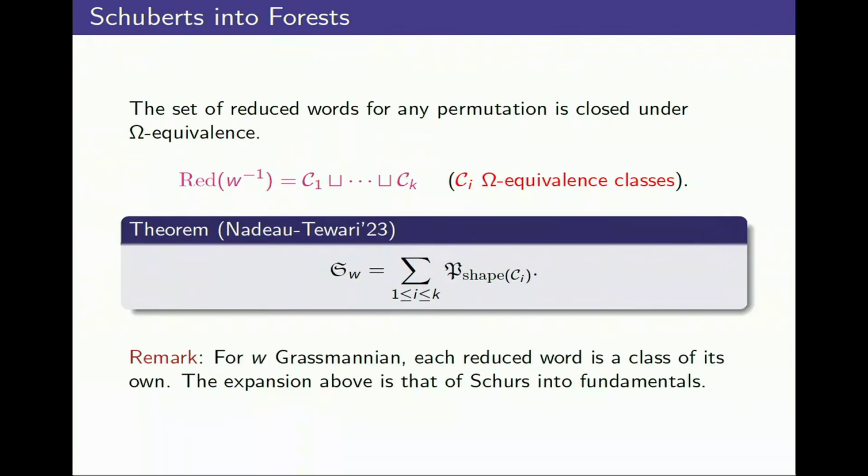Okay, so here's the theorem which tells you how to expand Schuberts into forest polynomials. Take your reduced words. It's closed under omega equivalence. Splits into equivalence classes. Each class has an attached shape. Sum the forest polynomials of that shape, and out pops the Schubert polynomial. So forest polynomials are coarsenings of slides, Schuberts are coarsenings of forest polynomials.